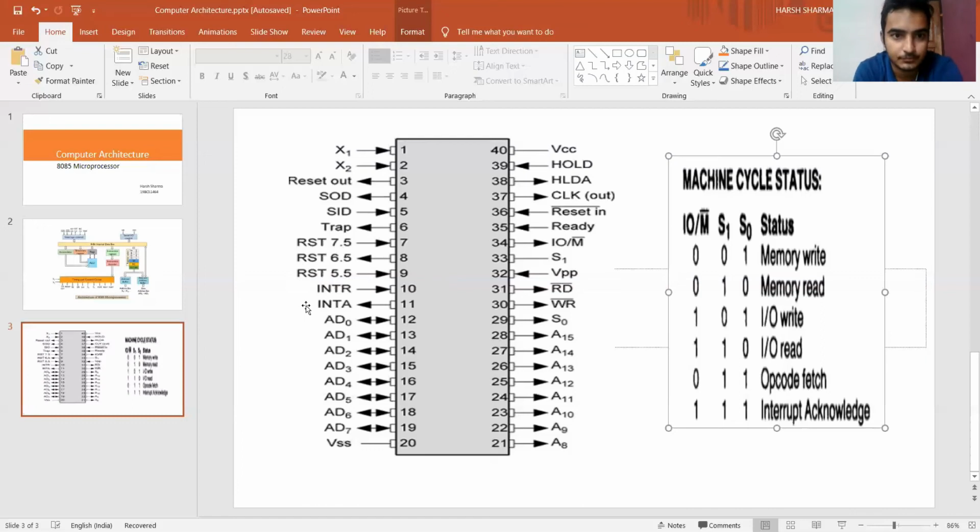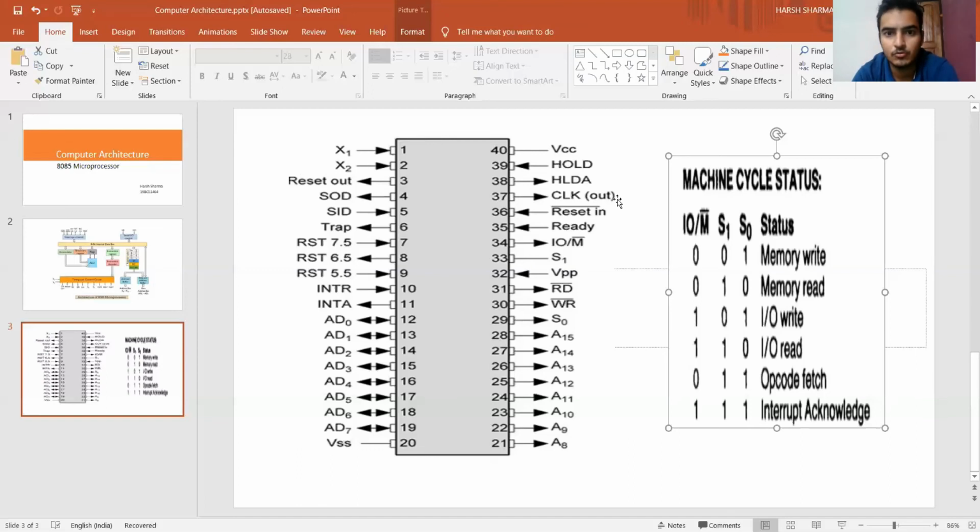Okay, now let us discuss X1 and X2. The main use of X1 and X2 is to maintain the frequency of the clock, or we can say it will maintain the frequency of the microprocessor. If we are talking about the clock, then let's see pin number 37, that is CLK.